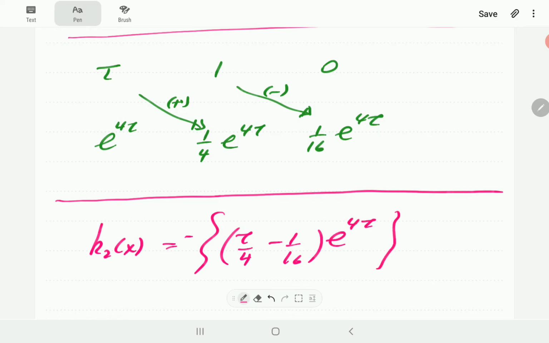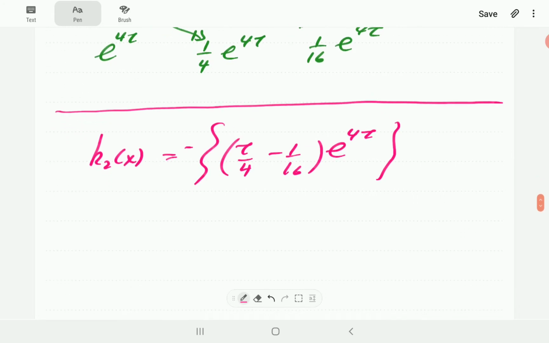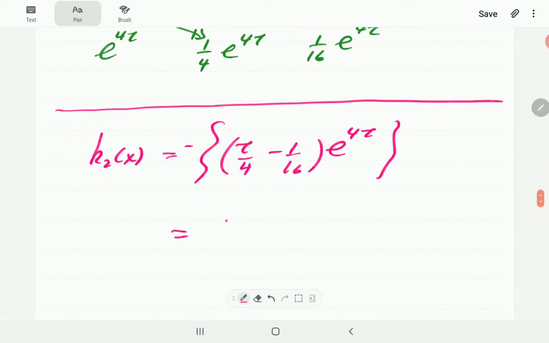Notice that the constants we take them to be equal to 0 without loss of generality in these calculations. So this is going to give us 1 over 16. So here we're going to then plug in x for every tau. So it's going to be x over 4 e to the power 4x.